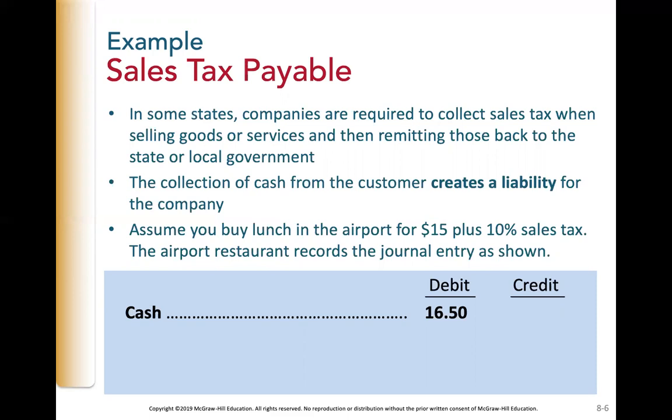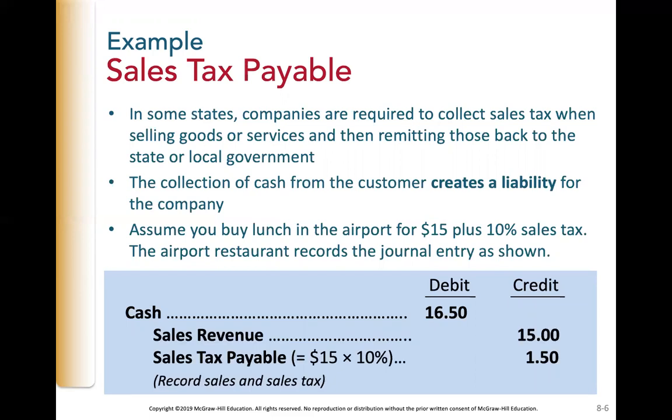So as the company, you need to record all the cash that you received. You received $16.50. How much of that $16.50 was actually revenue to you? Only $15 was revenue. The other $1.50 is sales tax payable. $15 times 10% is $1.50. That is a liability. You must record it separately than your revenue. It is incorrect to combine them because that is not a revenue to the company.